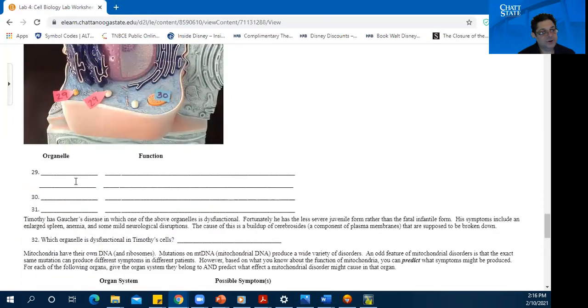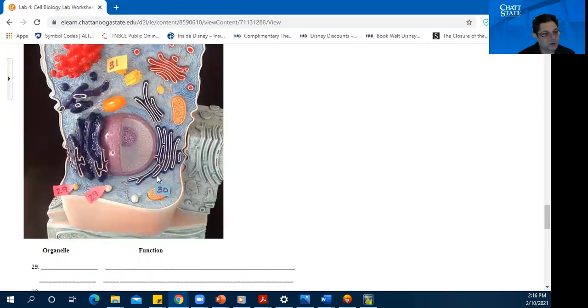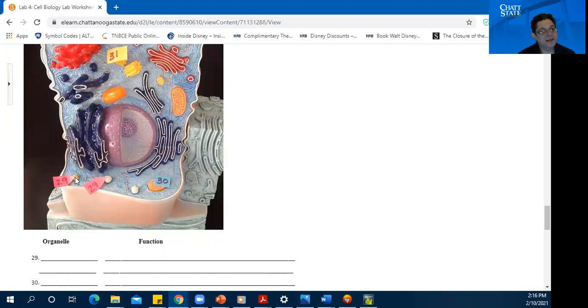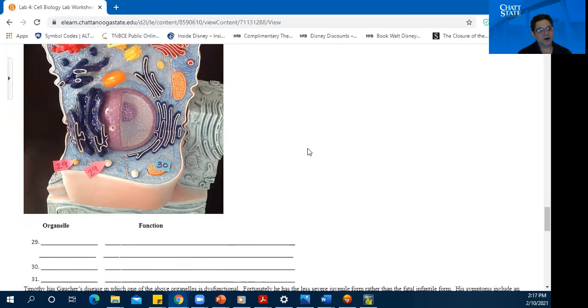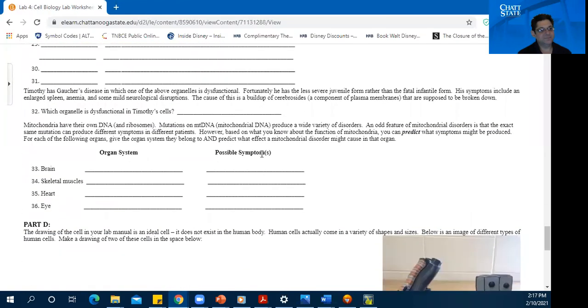Okay, lastly, these last few organelles. So number 29, where's 29? There we go. That's going to be a lysosome right there and right there. And the other one here is the peroxisome in the white. So number 30 is a mitochondria, 31 is the centriole. And just get those functions from your PowerPoint slide to make that easy.